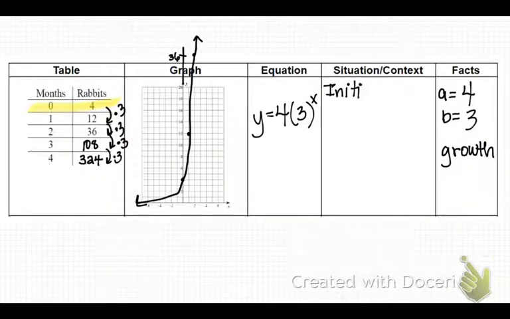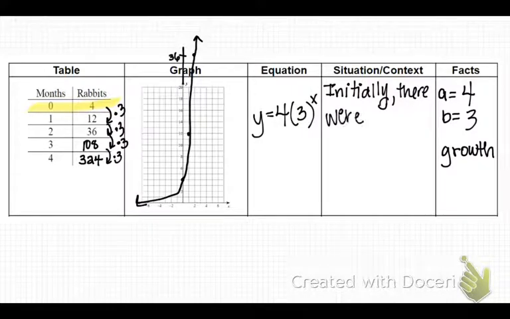So initially, what do I have? They do grow by 3, but initially, how many do I have? 4. Initially, there were 4 rabbits. Not "there was." Initially, there were 4 rabbits. And then Nathaniel said they grew by 3. Growing by 3 means I just add 3 each time. They're multiplying by 3, so the growth rate is 3.